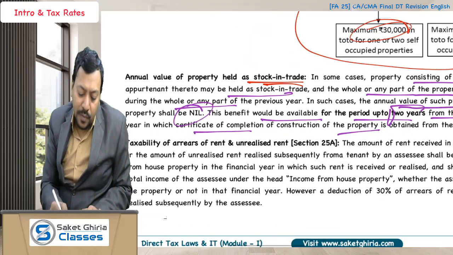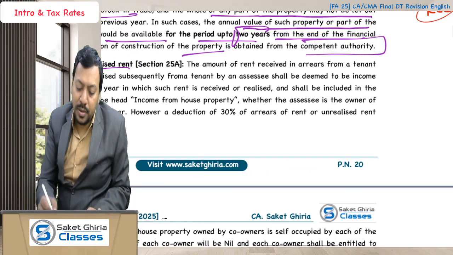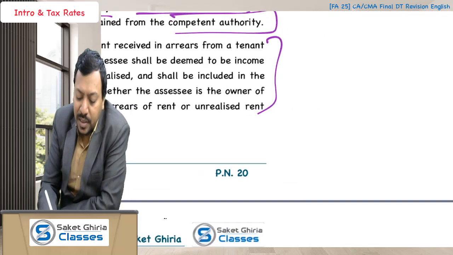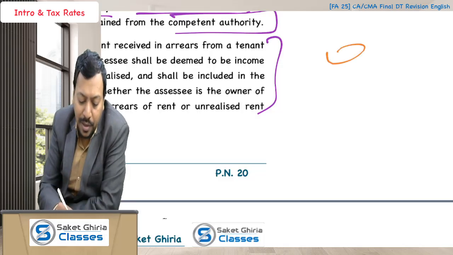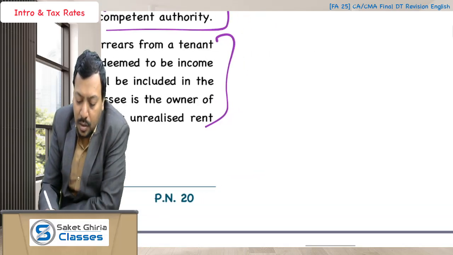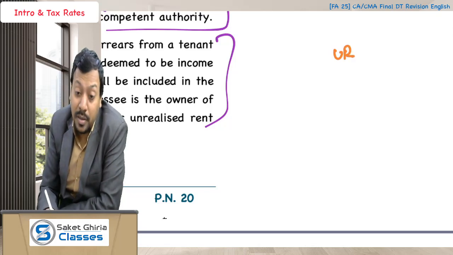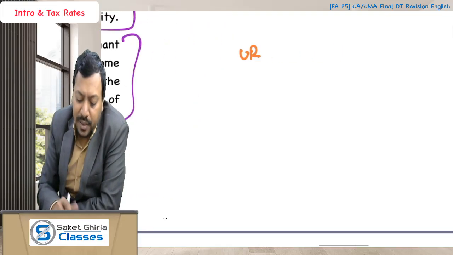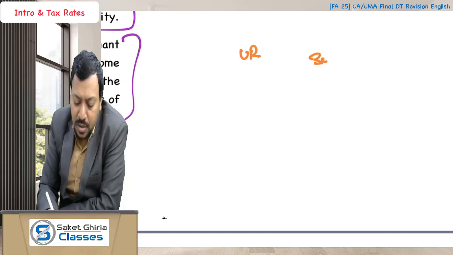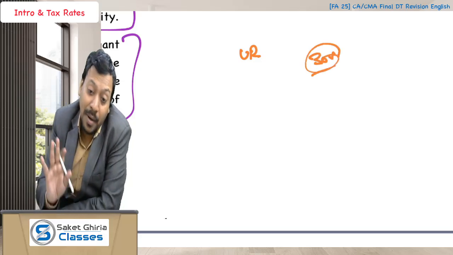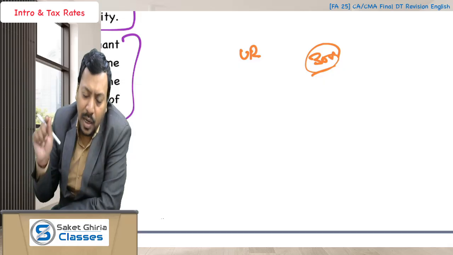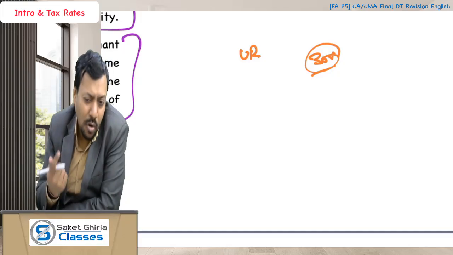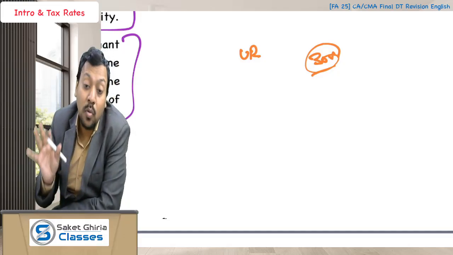Okay. Taxability of arrears of rent and unrealized rent. Dear friends, this point is many times asked in MCQ form. Many times it happens that we receive the unrealized rent or arrears of rent of past years in the current year. In such a case, whatever amount we are receiving, 30% of it will be allowed as deduction. Apart from 30%, no further deduction will be allowed, and that income is taxable in the year in which you have recovered the unrealized rent or arrears of rent, whether or not you own the property.